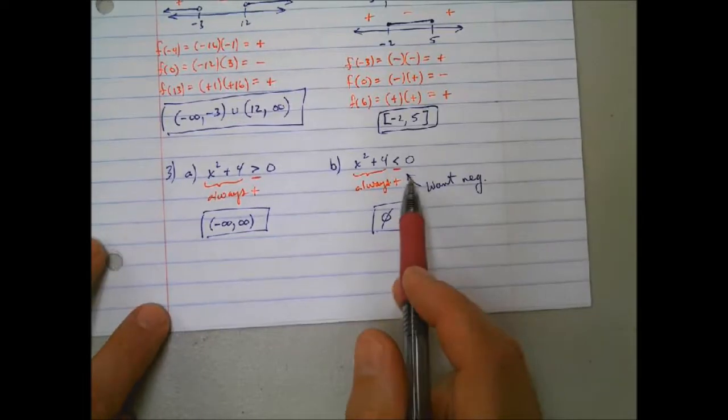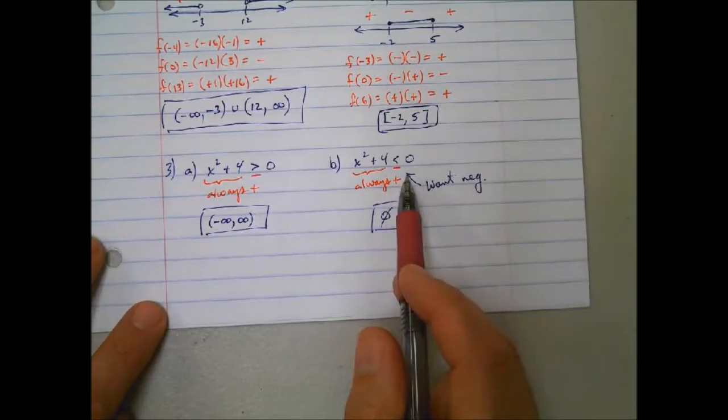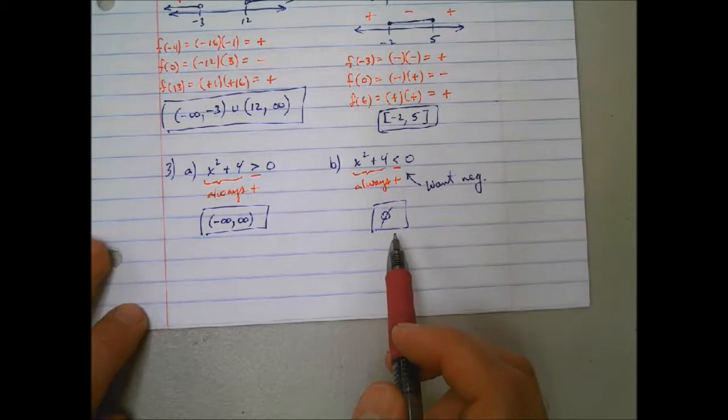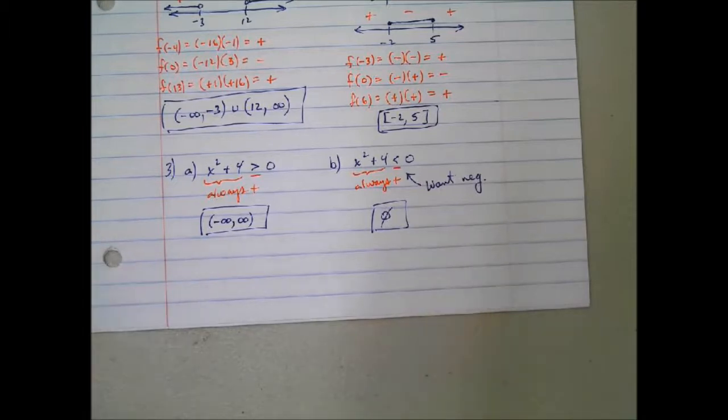What if we had the or equal part over here on this side? We can still never equal 0. So it's not going to change our solution of no solution here either.